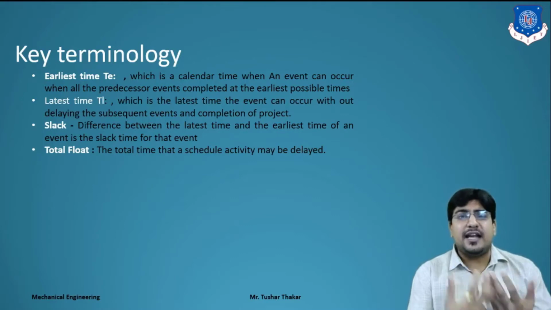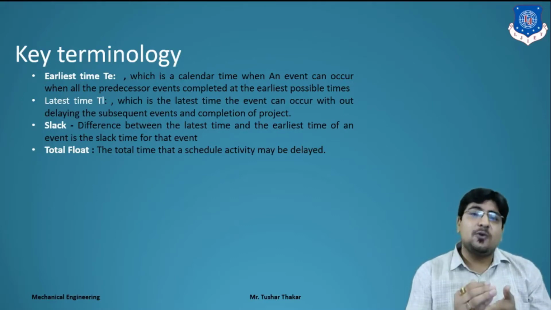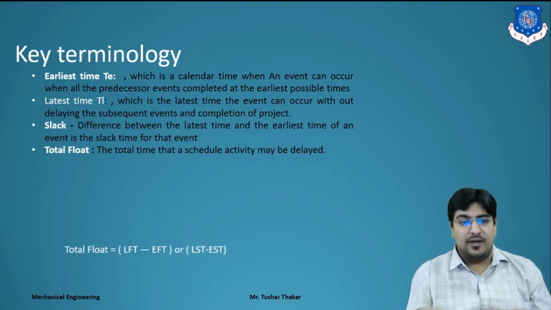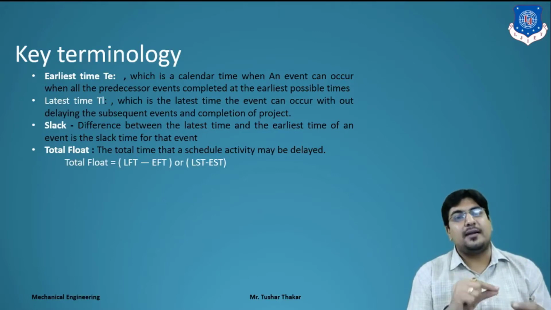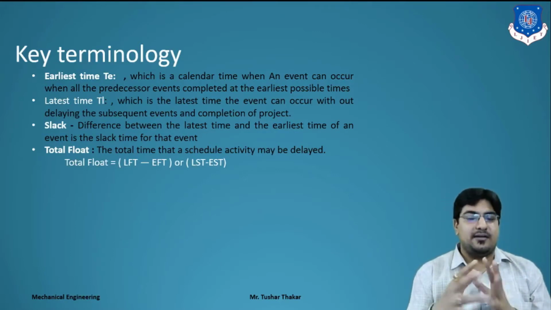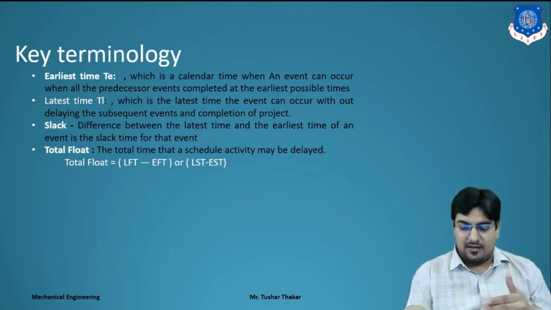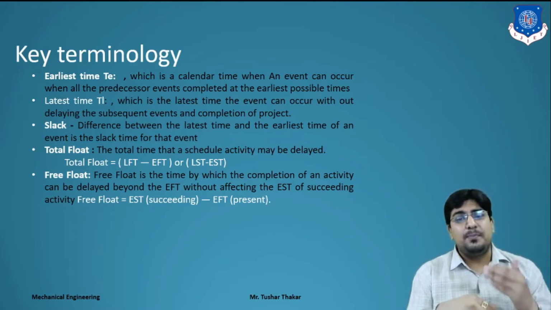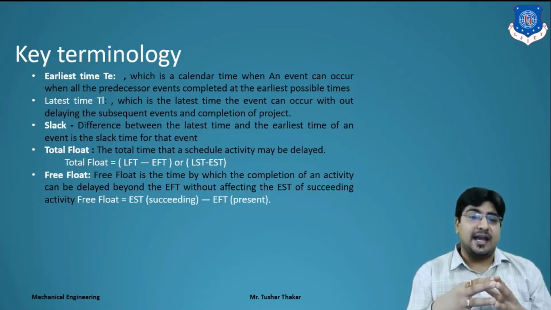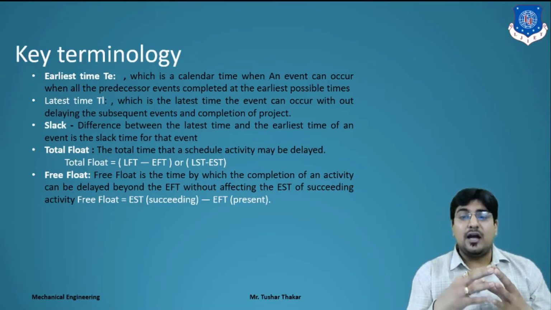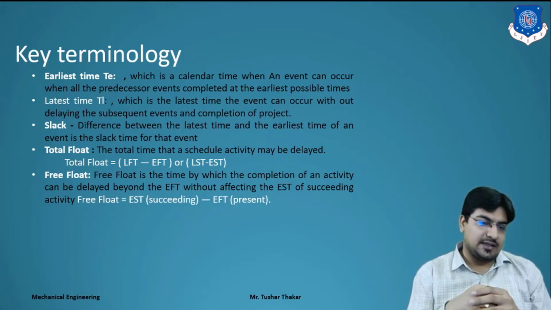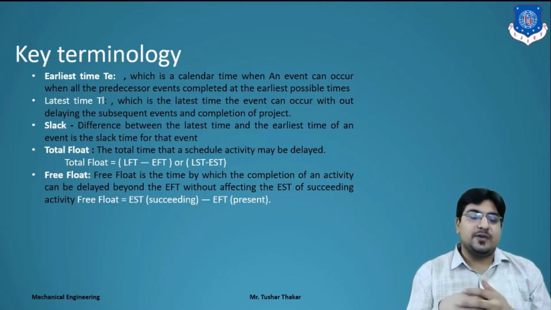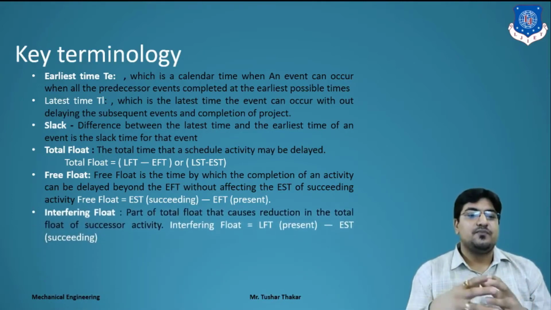Total float we have to calculate here in the critical path method. We have to calculate different types of float: total float, free float, independent float, and interfering float. So how do we calculate these floats? The total float is latest finish time minus earliest finish time, or latest start time minus earliest start time. We take the difference and get the total float. What is free float? Free float is the time by which the completion of an activity can be delayed beyond its earliest finish time without affecting the earliest start time of the succeeding activity. So the free float is the earliest start time of the succeeding activity minus the earliest finish time of the present activity, right?